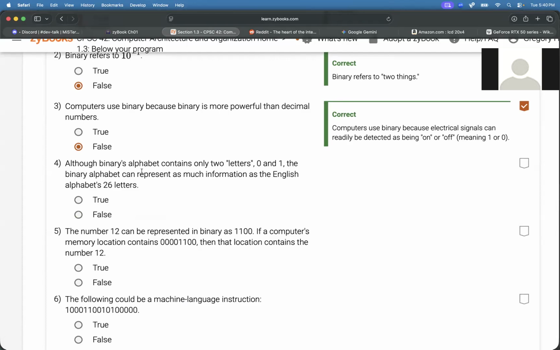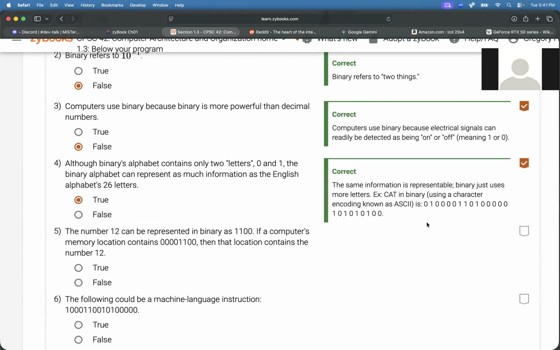Although binary's alphabet contains two letters, 0 and 1, the binary alphabet can represent as much information as the English alphabet's 26 letters. Well, you cannot represent 26 letters out of just a 0 or a 1. But if you use multiple bits, then you can. So I don't know what they think here. I'm going to say true, and I'm going to assume that they wanted us to think that you could use multiple bits, but that might be wrong. Yeah. So they say it's okay. They say use more bits.